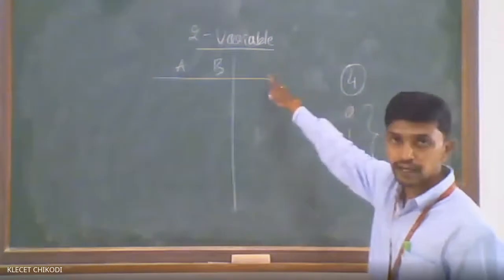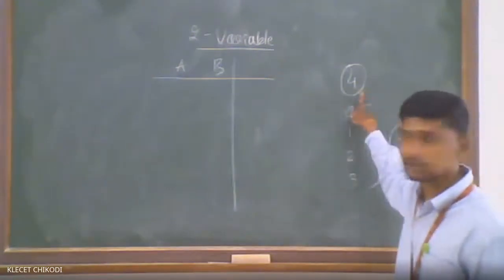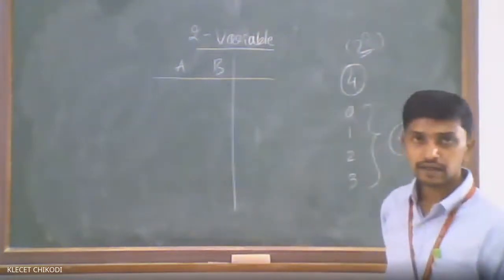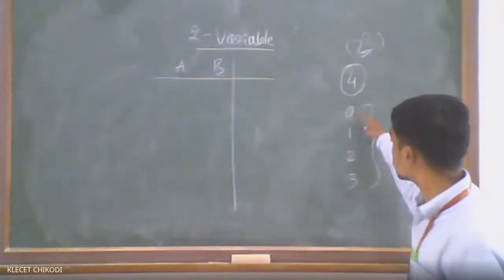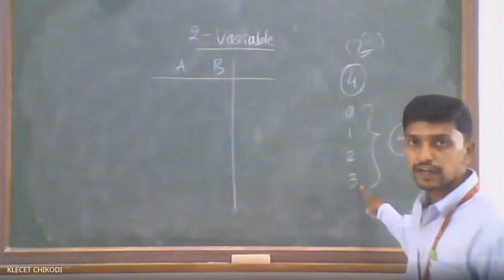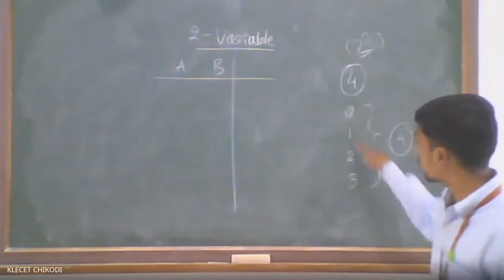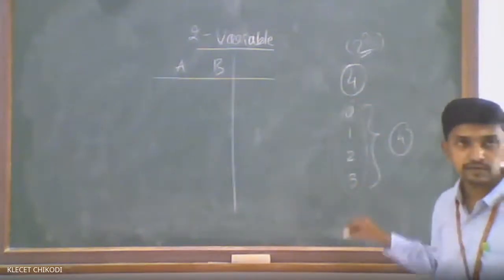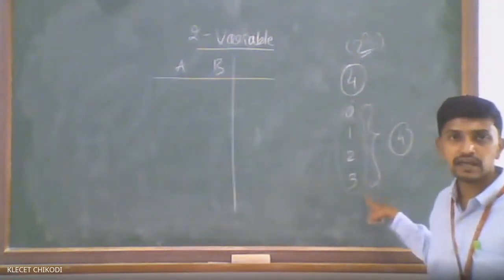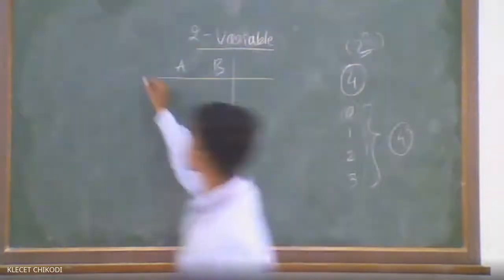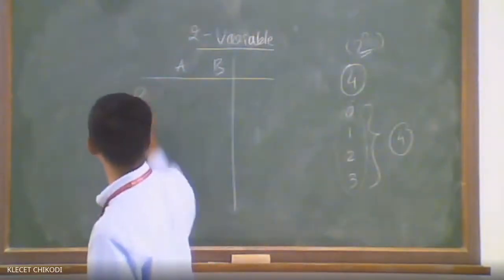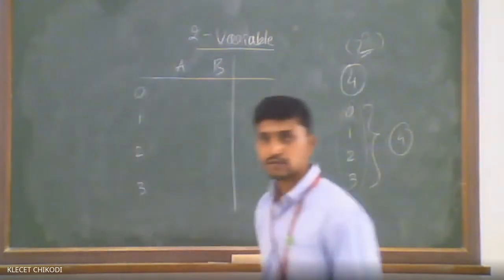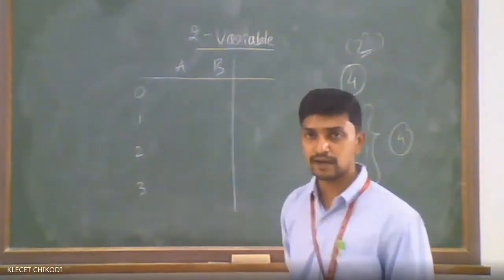So for 2 variables, we have 4 input combinations because we have 2 raised to n input combinations for n input variables, and we get 0, 1, 2, 3. So these are the decimal equivalent numbers. I will write here the decimal equivalent numbers: 0, 1, 2, 3.